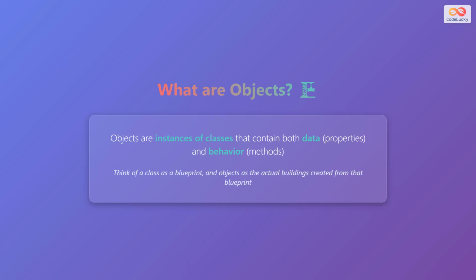To understand this better, consider an analogy. A class is like a blueprint for a building, and the objects are the actual buildings that are constructed from that blueprint. Each building or object will have its own unique characteristics, but they all follow the same basic design.